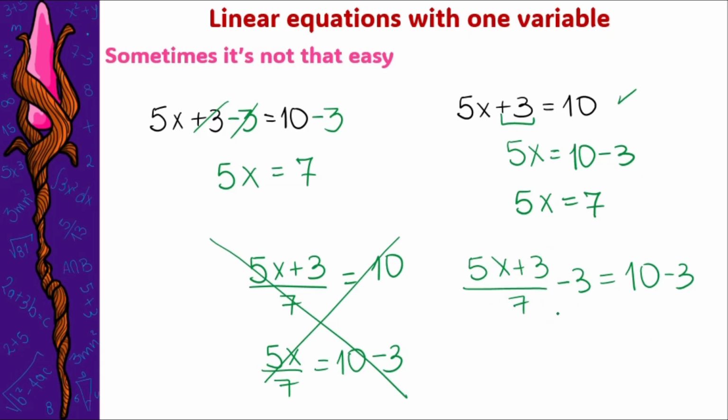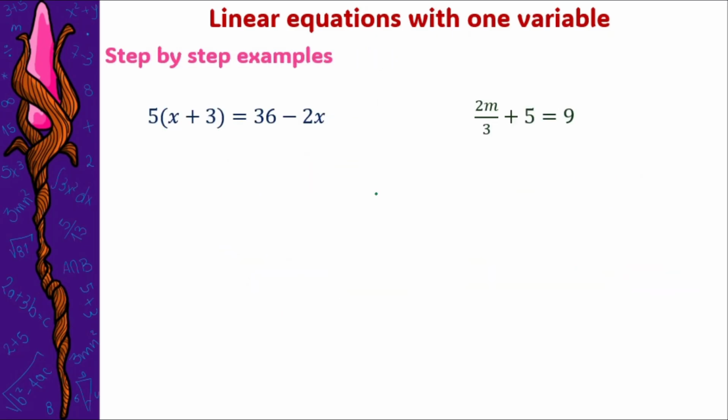So my advice is, at the beginning, while you master these changes of signs, do it with the operations on both sides. That would make you have fewer mistakes. Let's work on some examples.